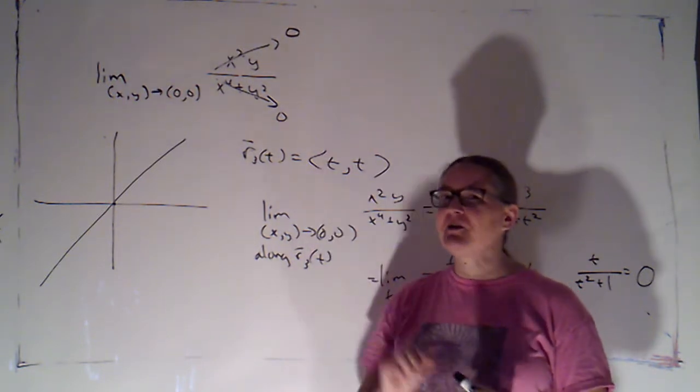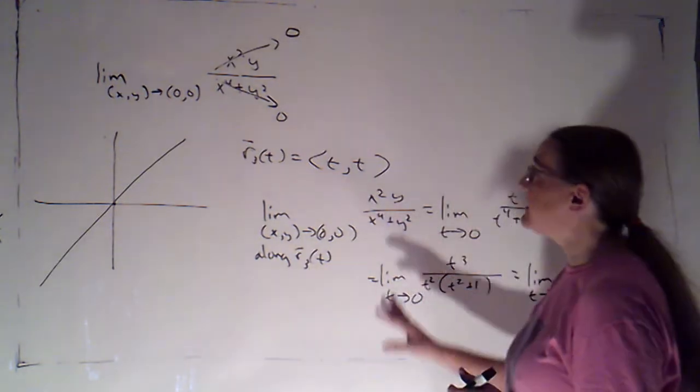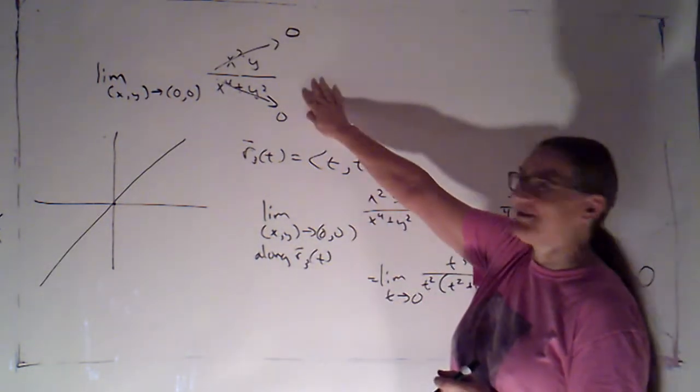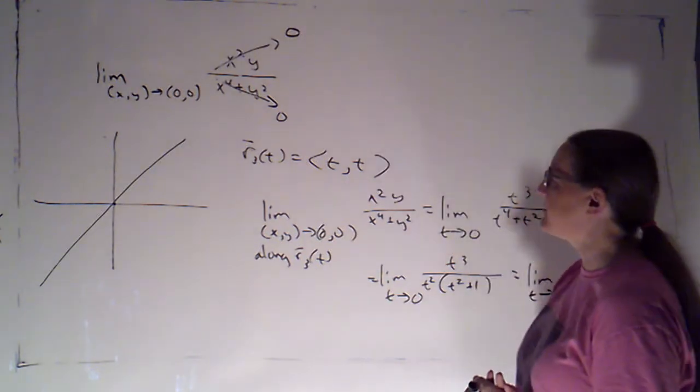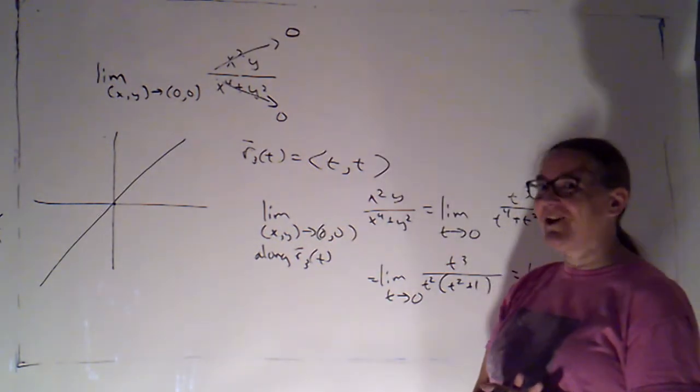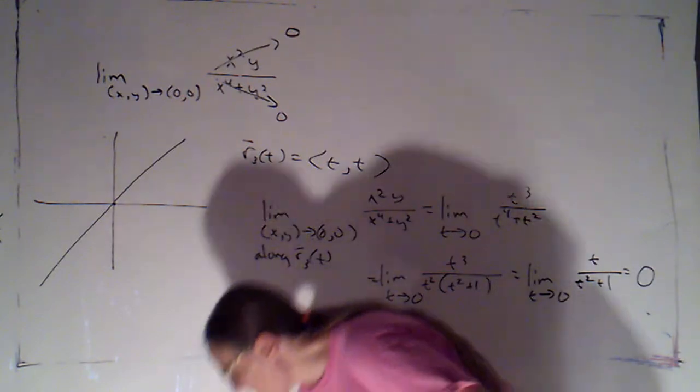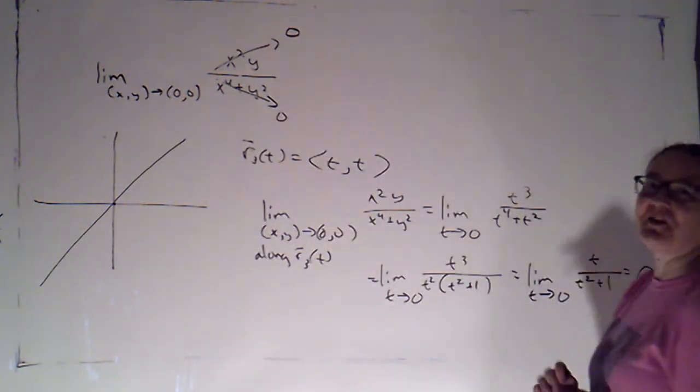But not all paths are straight lines. In fact, in example 3 in the book, which is very similar to this, they just have the x's and y's switched around, they actually demonstrate that along any straight line through the origin, you will get the same limit of 0.